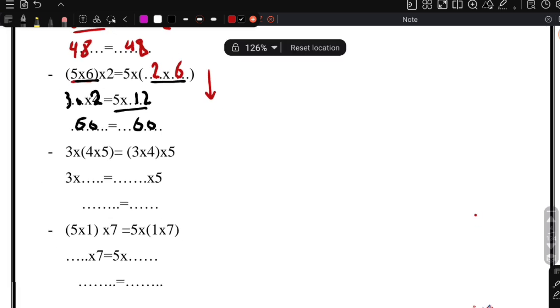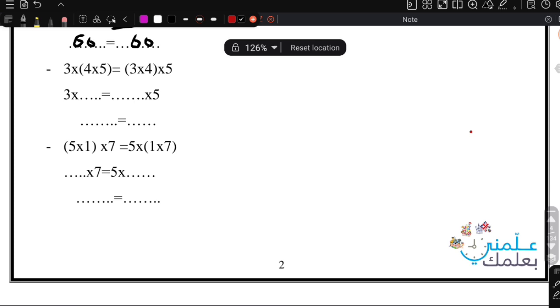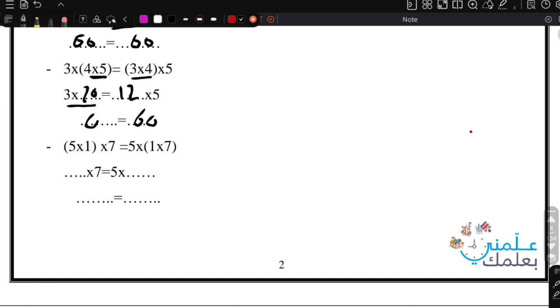So let's see the third problem. I have 3 times 4 times 5 equals 3 times 4 times 5. So I will start with the parentheses. 4 times 5 will be 20, and 3 times 4 will be 12. 5 times 12 will be 60, and 3 times 20 will be 60. So they are equal.